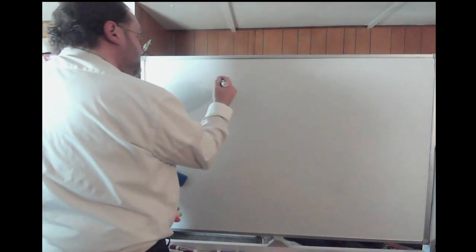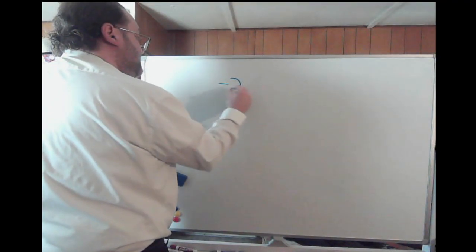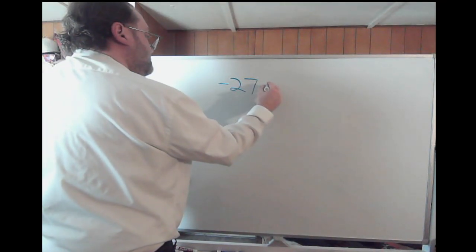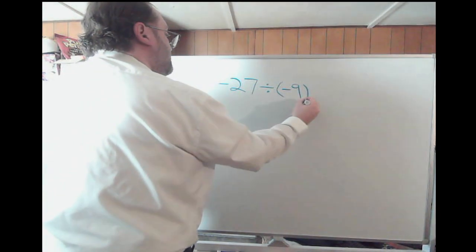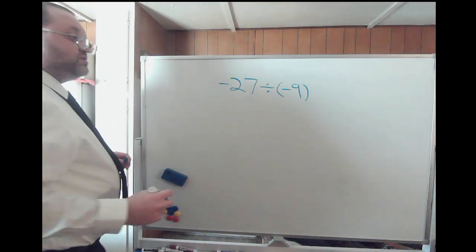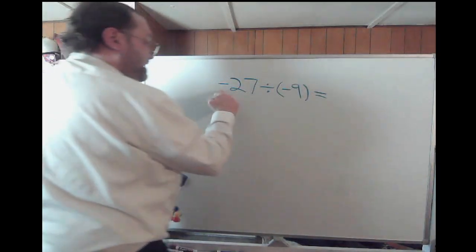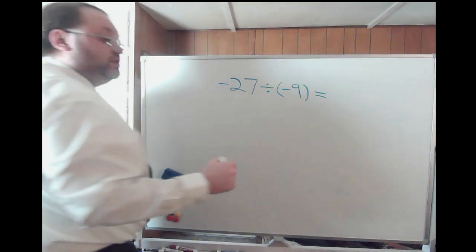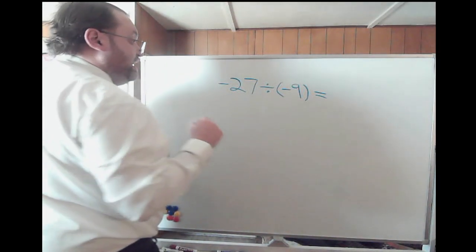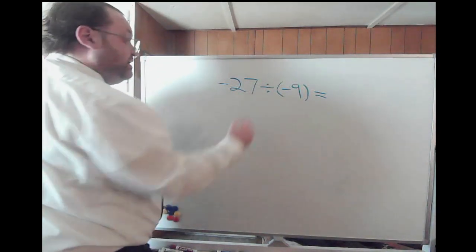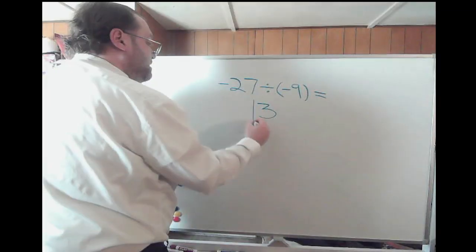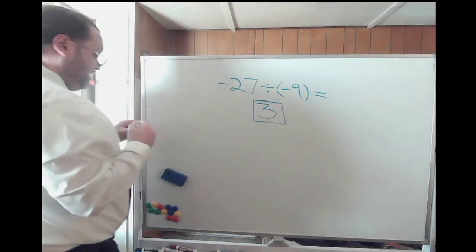Alright, now let's say we have something like negative 27 divided by negative 9. Well, it's important to understand that whenever you have a negative divided by a negative, you will get a positive. So now that we know the answer is going to be positive, just worry about 27 divided by 9, you get 3. So the answer to this would be positive 3.